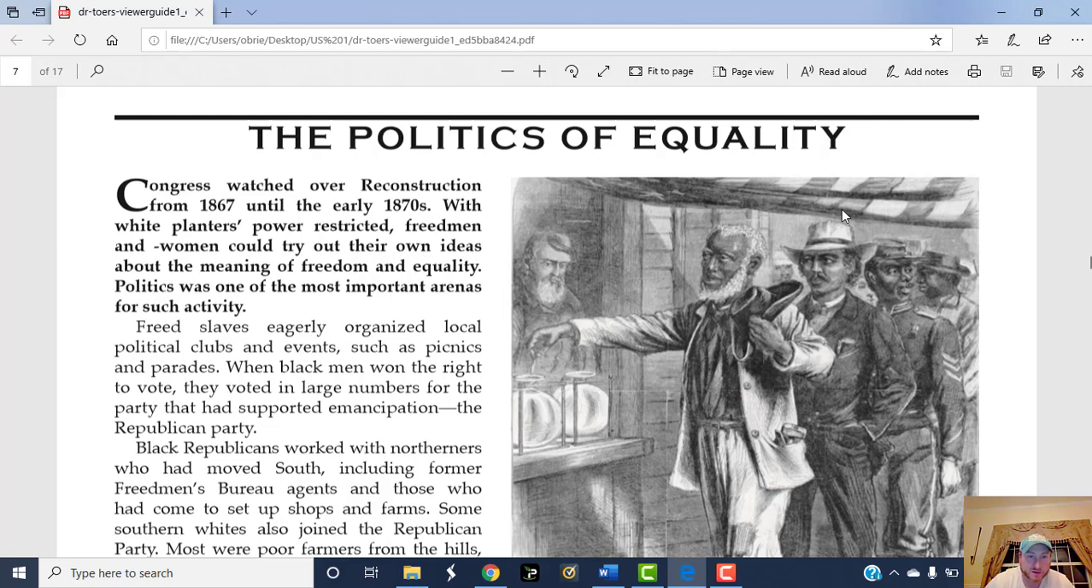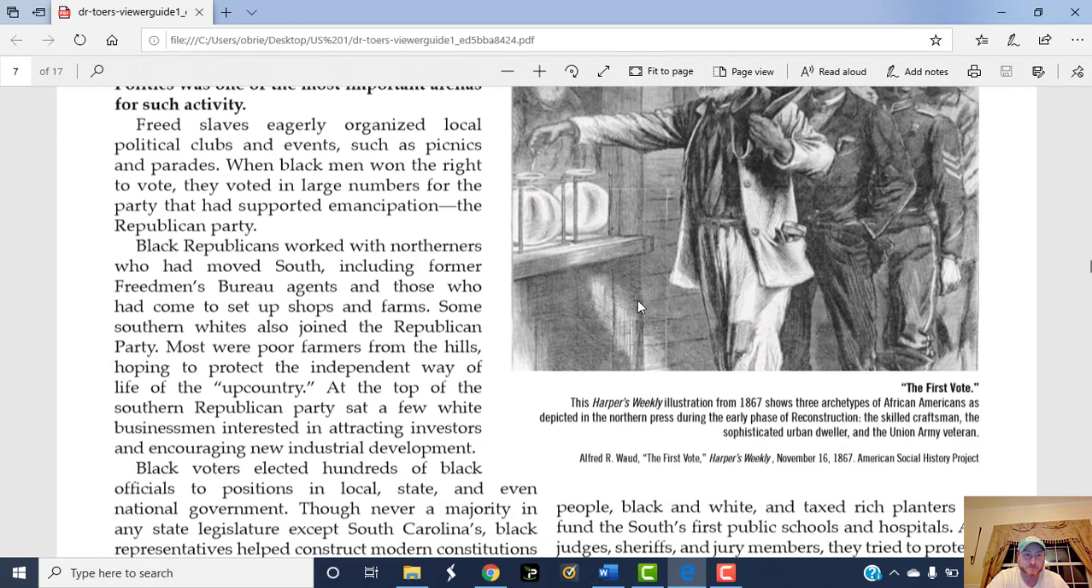So here we go. Congress watched over Reconstruction from 1867 until the early 1870s, congressional Reconstruction. And that's when things began to change and get better for African Americans temporarily. Again, these were years Congress spent trying to overturn the black codes, trying to give African Americans the right to vote, right to hold office, so on and so forth. So, with white planters' power restricted, freed men and women could try out their own ideas about the meaning of freedom and equality. Politics is one of the most important arenas for such activity.